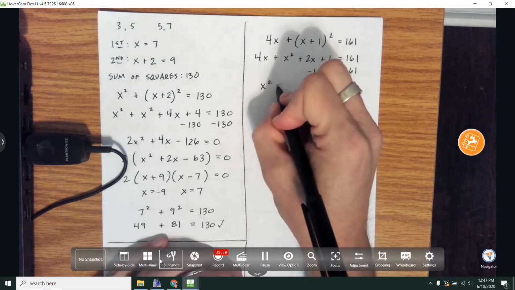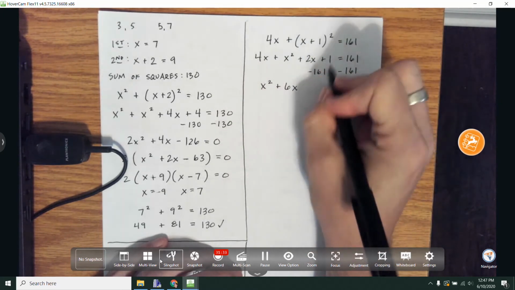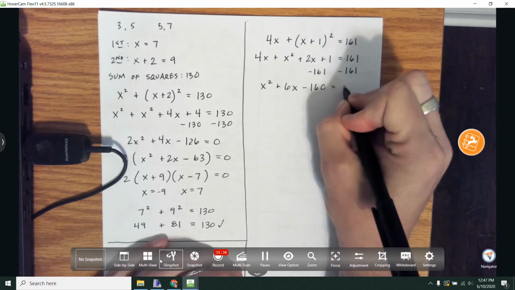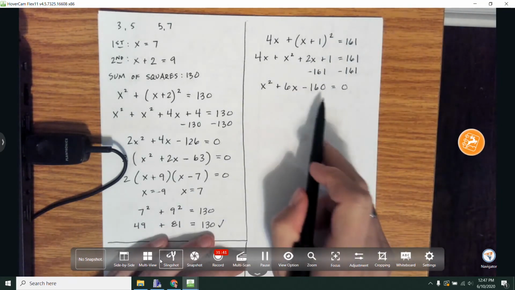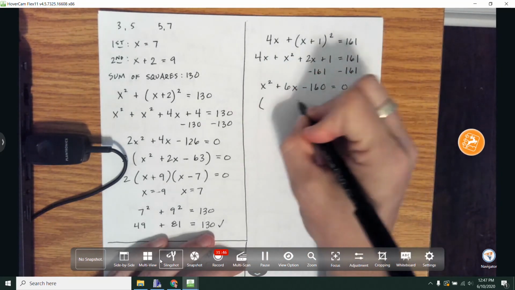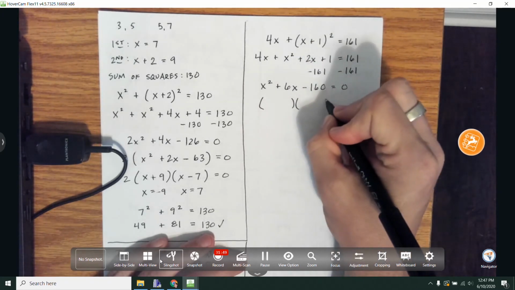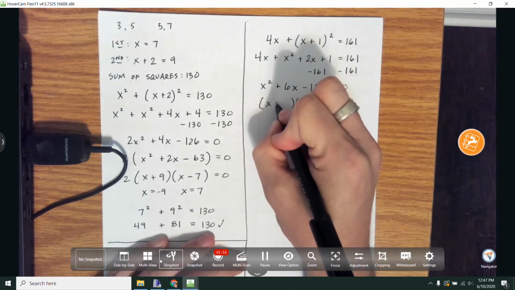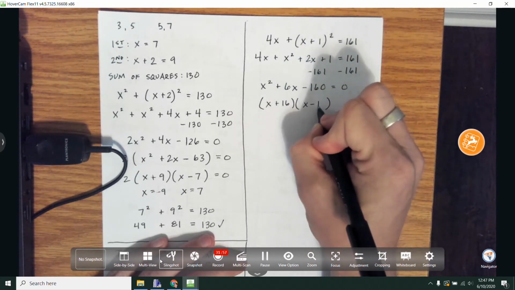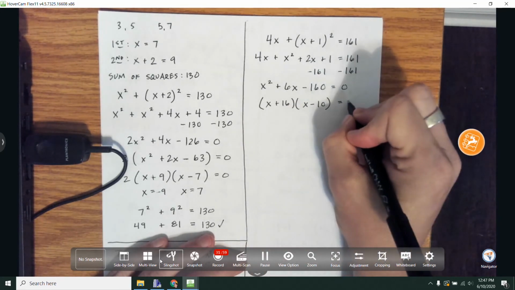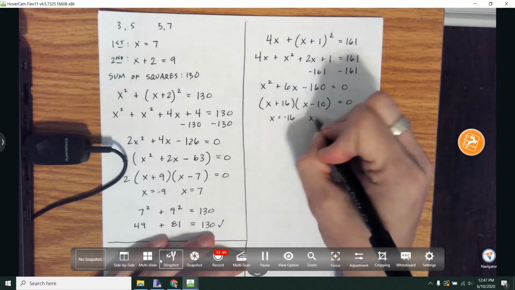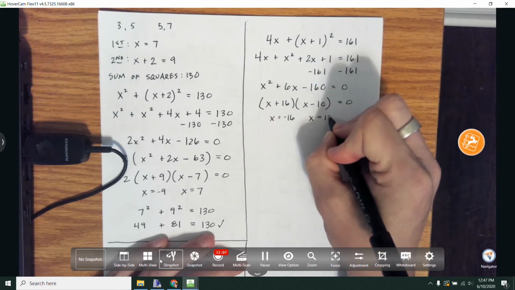4x plus 2x is 6x. 1 minus 161 is minus 160. And that equals 0. Two things I think of right off the bat that multiply to give me 160 are 16 and 10. And the difference between those is 6. So I want my 16 to be my bigger number, or my positive. I want my 10 to be my negative. And so when I solve that out, x equals negative 16 and x equals 10.